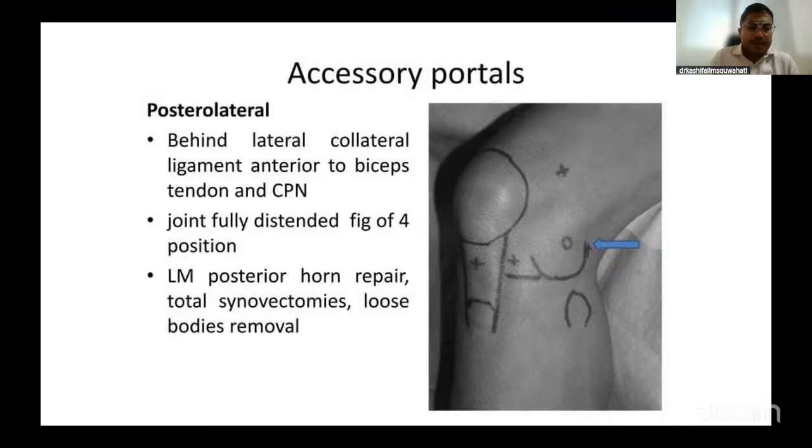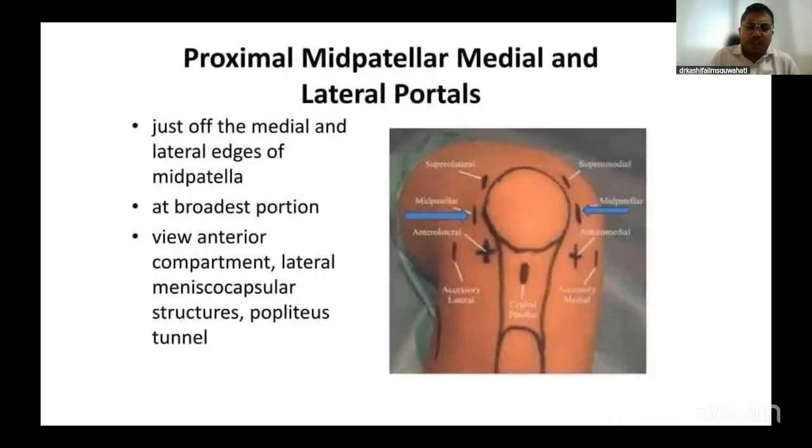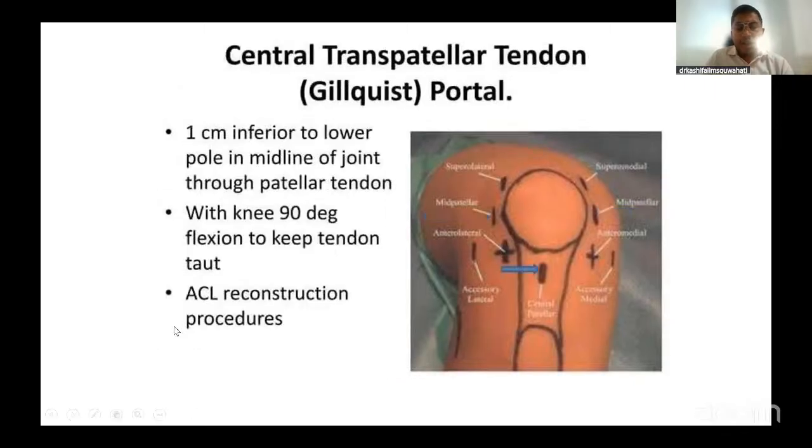Then we have the proximal, mid-patellar, medial, and lateral portals, just around the edges of the patella, both medially and laterally. That also helps us in viewing the anterior compartment and the meniscocapsular structures. And another very important portal is the portal of Gilquist. I think many of us use it.